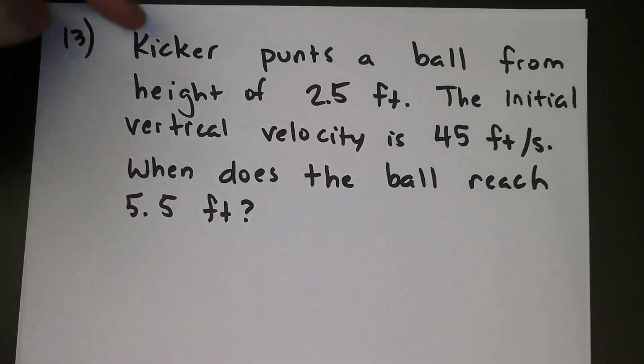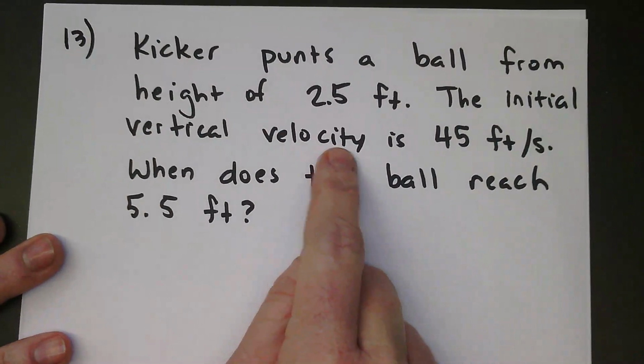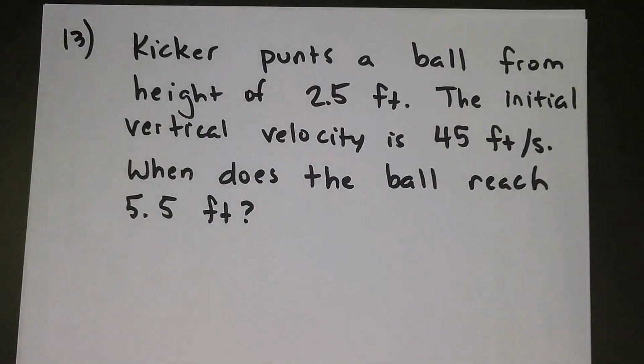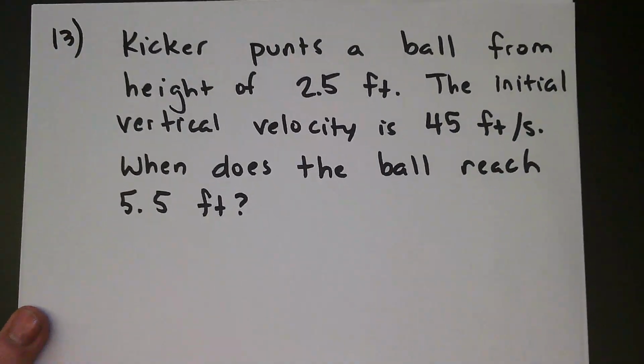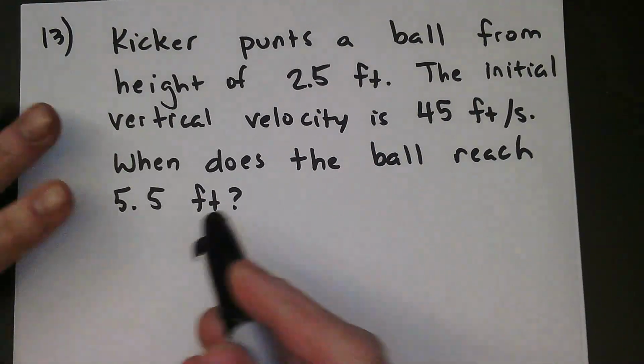Okay, we got a kicker punting a ball from the height of 2.5 feet. The initial vertical velocity is 45 feet per second. And when does the ball reach 5.5 feet? So you do have to know, before you jump into this, the general form for this type of problem.